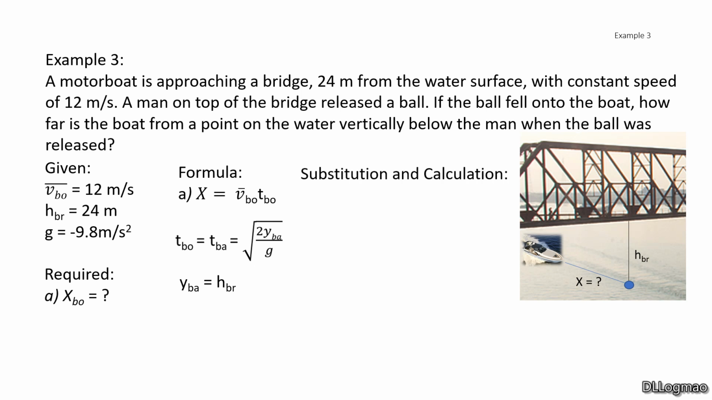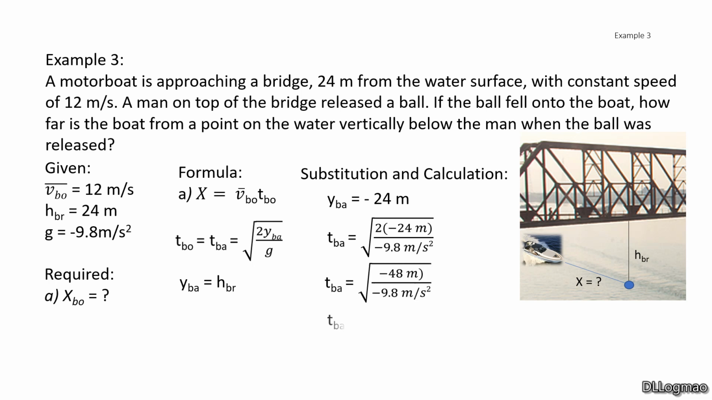Substitution and calculation. Y sub dA is negative 24 meters, and why is the distance traveled by the ball negative? Because the ball is moving downward from the bridge, which is the reference point. Substitute the distance traveled by the ball and the acceleration due to gravity. Perform the operations. The time of fall of the ball is 2.21 seconds. This is also the time of travel of the boat.